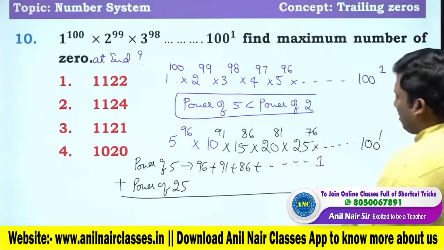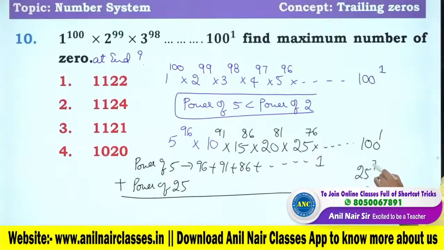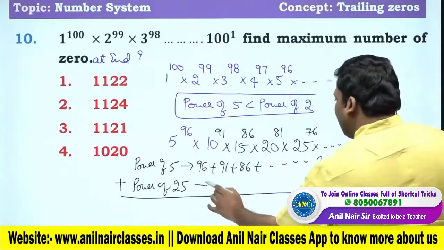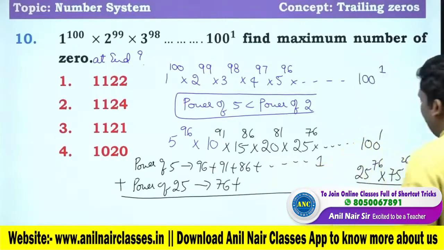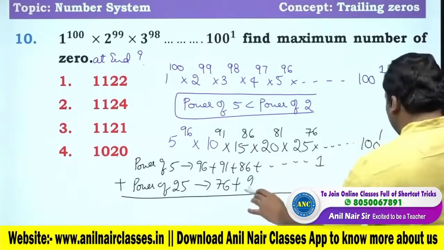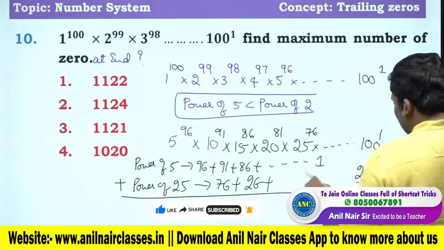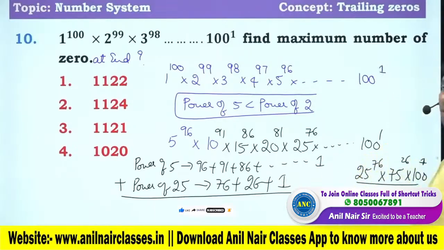In addition to this, 25 power 76 will come. Next one, 25 multiple, 75 power 26 will come, 100 power 1 will come. 25 is 5 square. 1 5 we have taken. So another 76 will come here. Another 5 square. Another 26 will come here. 25 into 4. Another 1 will come here. I hope it is clear.